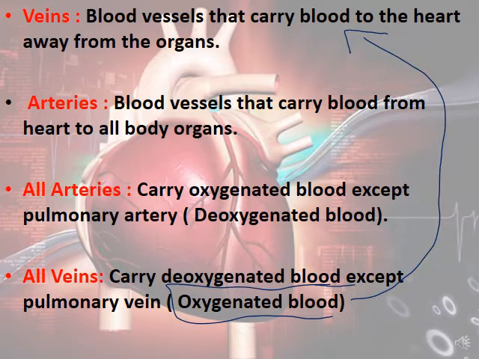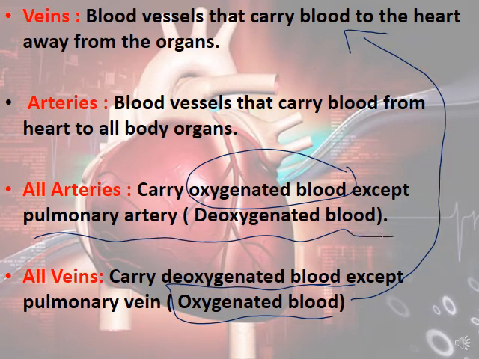Whereas arteries carry blood from the heart to all body organs. All the arteries carry oxygenated blood except for the pulmonary artery, which carries deoxygenated blood.